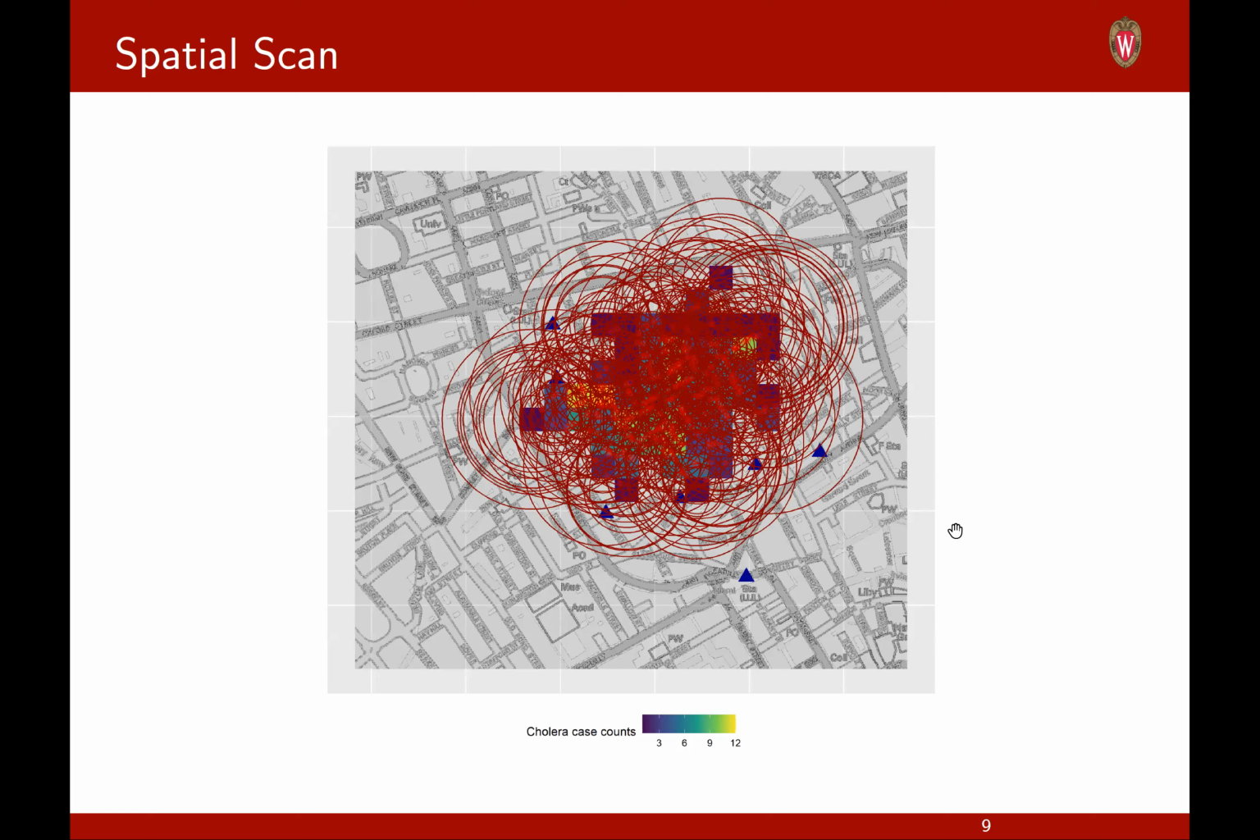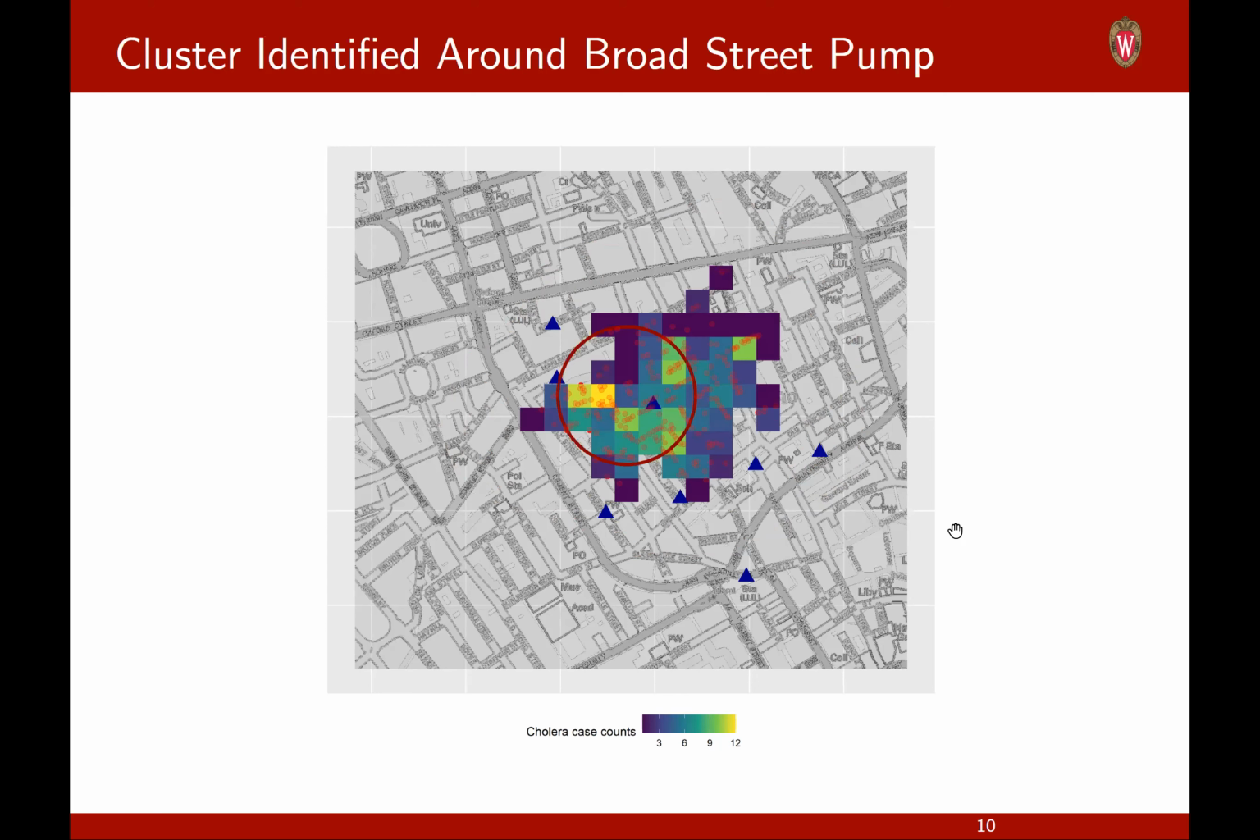So we get a set of different likelihood ratio test statistics, and we find the one that has the maximum likelihood ratio test statistic. So we say, okay, this circle has the maximum likelihood ratio test statistic. Is it a cluster? We use a Monte Carlo based permutation test. We get a p-value. If it's less than our alpha, we say, aha, we did find our cluster. This is in fact our spatial cluster where we're expecting an elevated or reduced relative risk of disease.